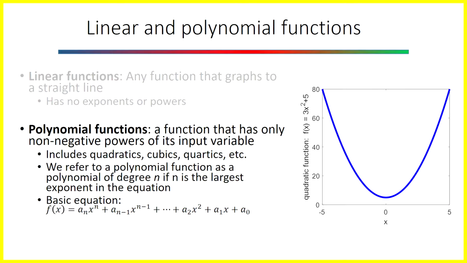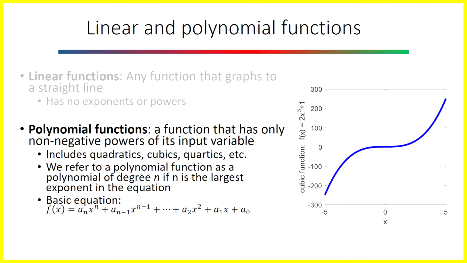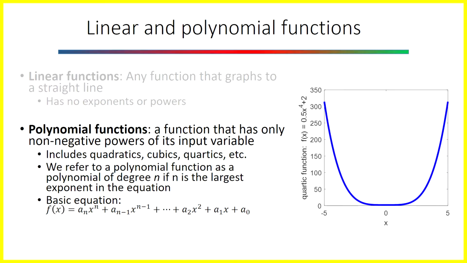Linear functions are actually one example of a polynomial function. A polynomial function is a function that has exponents on the inputs to the function, but includes only non-negative exponents. Polynomial functions include quadratics, like that shown on the figure here. They also include cubic functions, like this one, and quartic functions, like this one. We refer to polynomial functions by the highest exponent or power in the equation. For instance, an equation that has x cubed plus x squared plus x would be referred to as a third-degree polynomial, because the highest exponent is 3 in the cubed term.